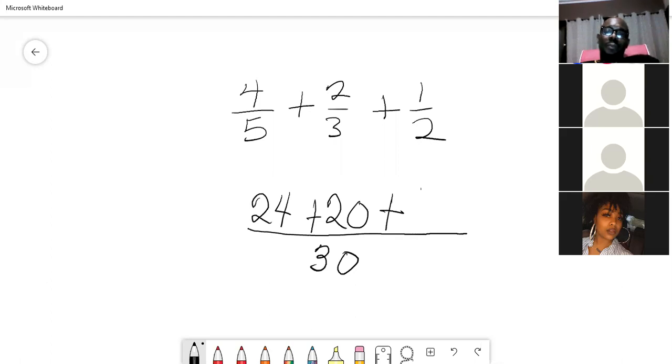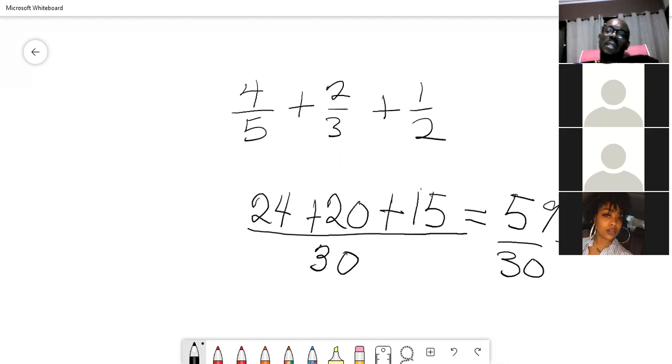30 divided by 2 is 15. 15 times 1 is 15, right? So when you add these three numbers, what do you get? 59.